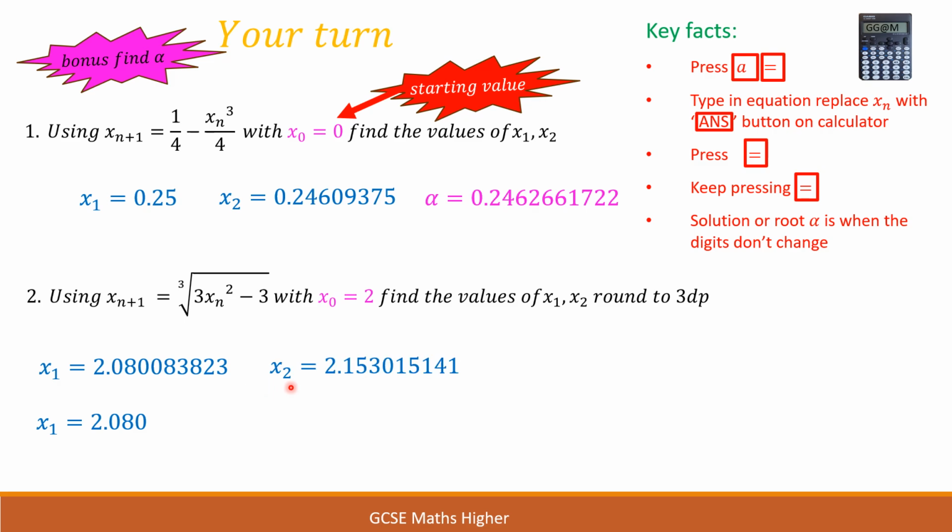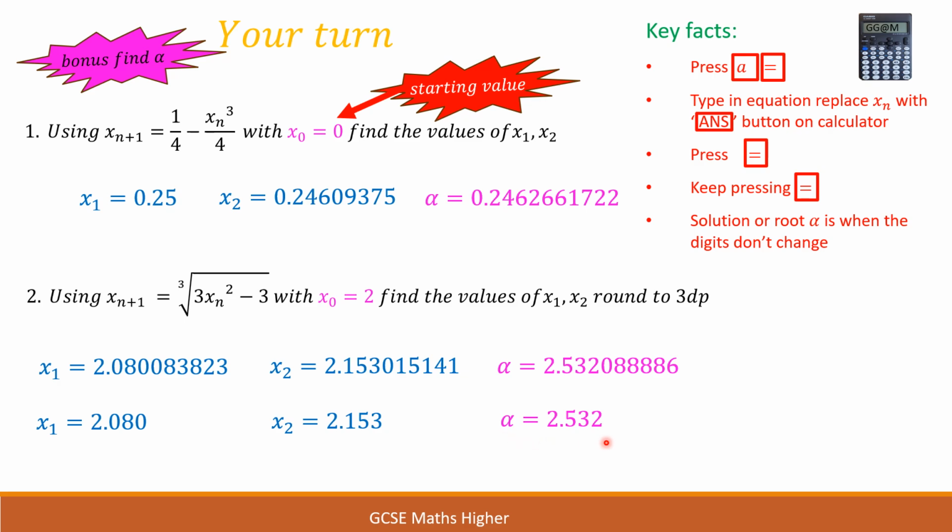Once you press equals again, that gave you x2, which was 2.153015141. Rounding this to 3 decimal places, 1, 2, 3, look at the 0, it rounds down, so you've got 2.153. And if you keep pressing equals, and you'll need to press equals a lot more on this one than you did on the top one, that will give you the answer for alpha, which is 2.5320888886. Rounding again to 3 decimal places, we have got 2.532 because we've got a 0 for the 4th digit, so it keeps it the same. So this is my value for alpha.